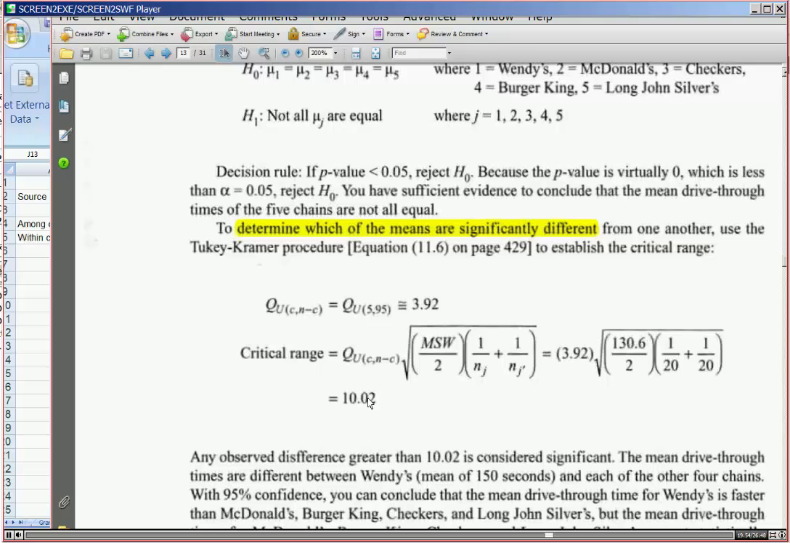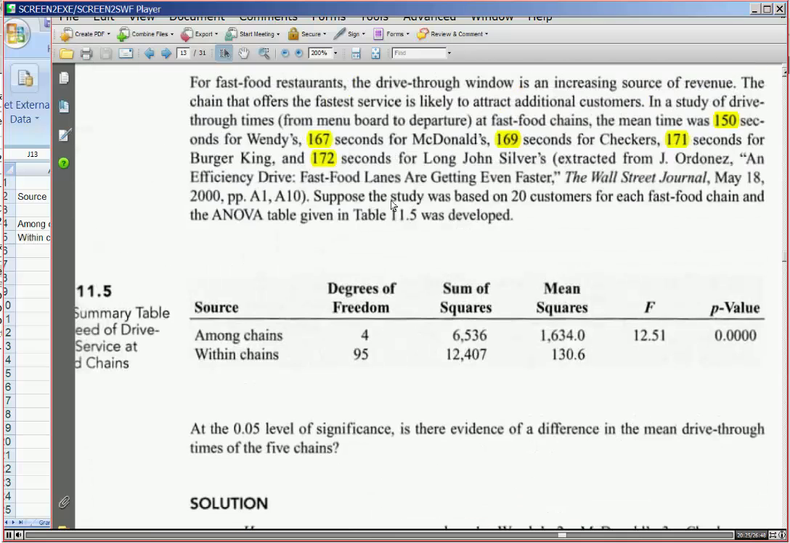But before doing that, we have to go to the studentized range table and get ourselves the critical number before plugging it into the formula. Now, in this calculation, C remains at its original level. This was the 4 groups, and now this is 5 groups. These are not parachutes anymore. We have 5 chains. And they also told us that the study was based on 20 customers for each fast food chain.